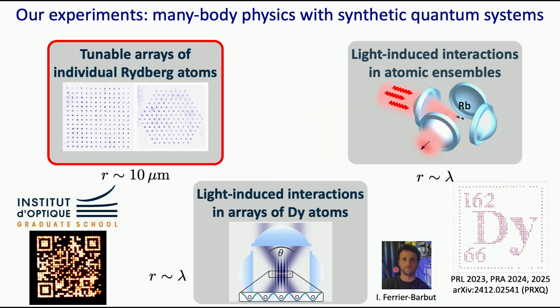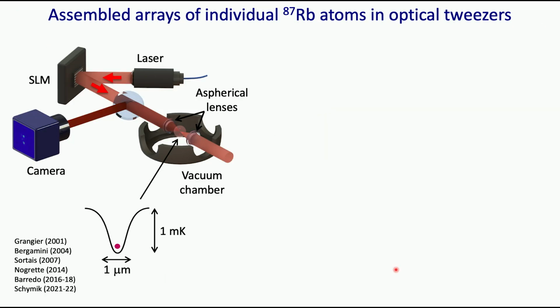All right, so I don't think that I need to introduce too much the platform. It has been done yesterday by Misha. Actually, this is something that started 25 years ago at the Institut d'Optique with the pioneering work of Philippe Grangier, who was the very first one to trap a single atom in a tweezer. A tweezer is a laser beam that you focus as tightly as possible, and that acts as a trap for ultra-cooled, laser-cooled atoms.